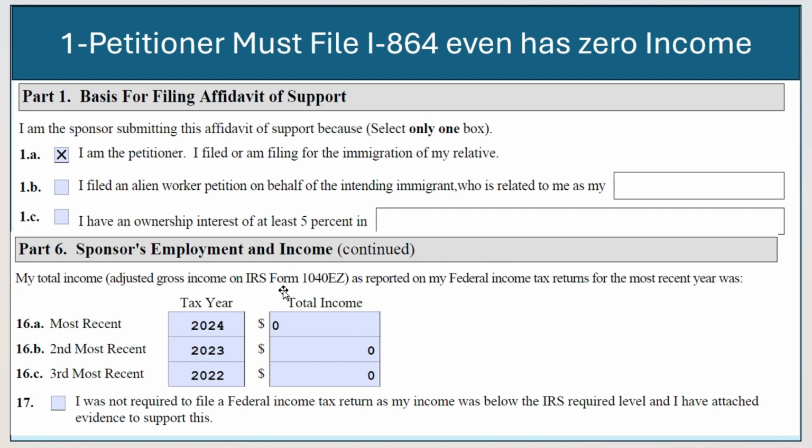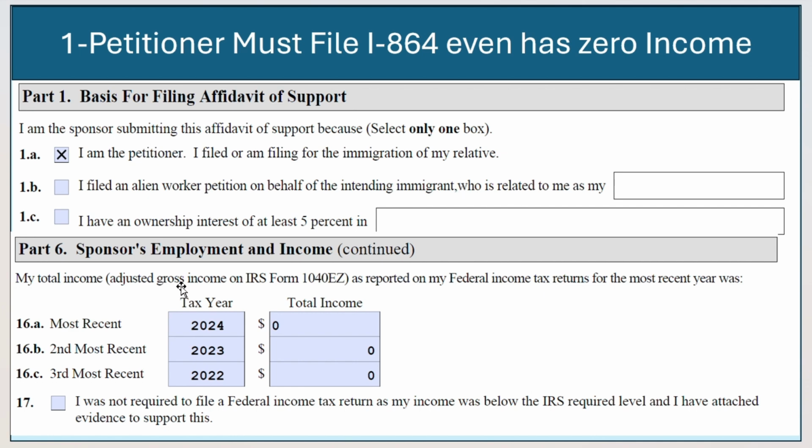If the petitioner has zero income, the petitioner still must file I-864. In Part 1, Basis for Filing Affidavit of Support, you must check the box, item 1A: I am the petitioner. I am filing for the immigration of my relative.